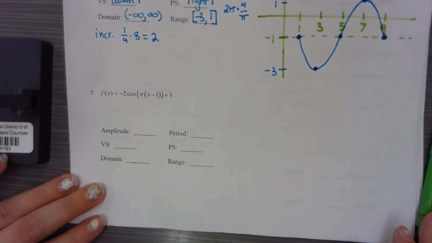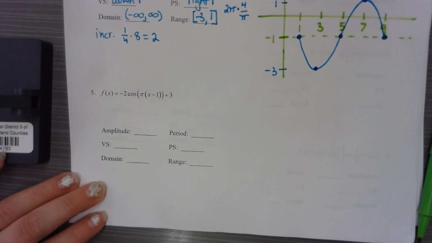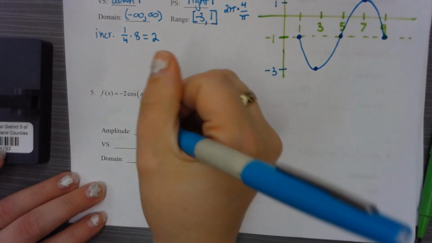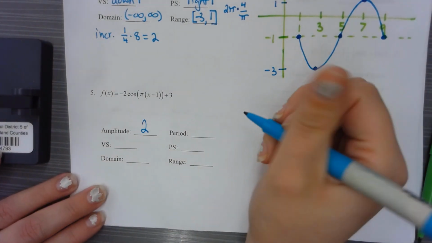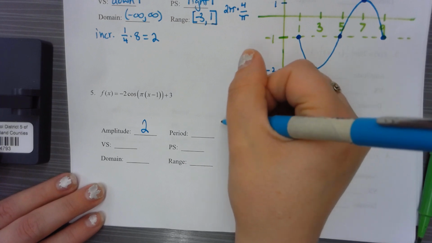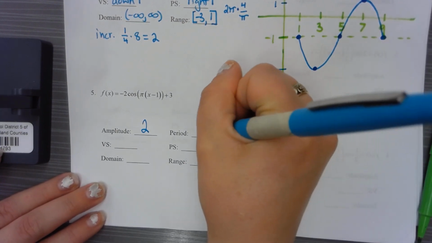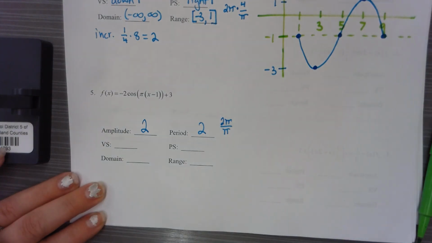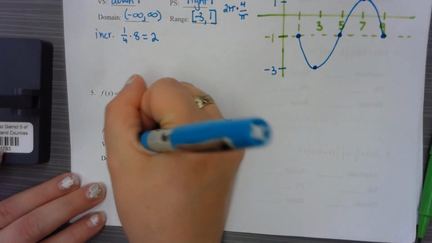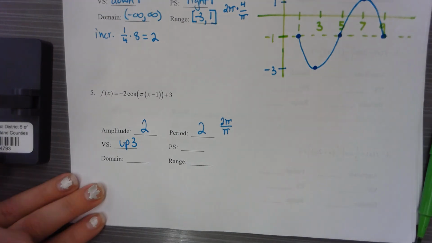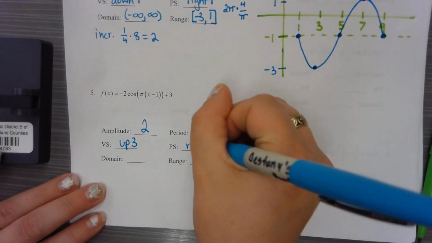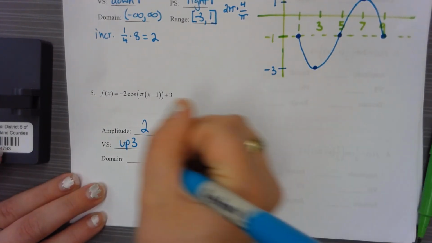Okay. Amplitude is 2. So for the period, I'm going to do 2 pi over pi, which is 2. Up 3. Right 1. All reals.